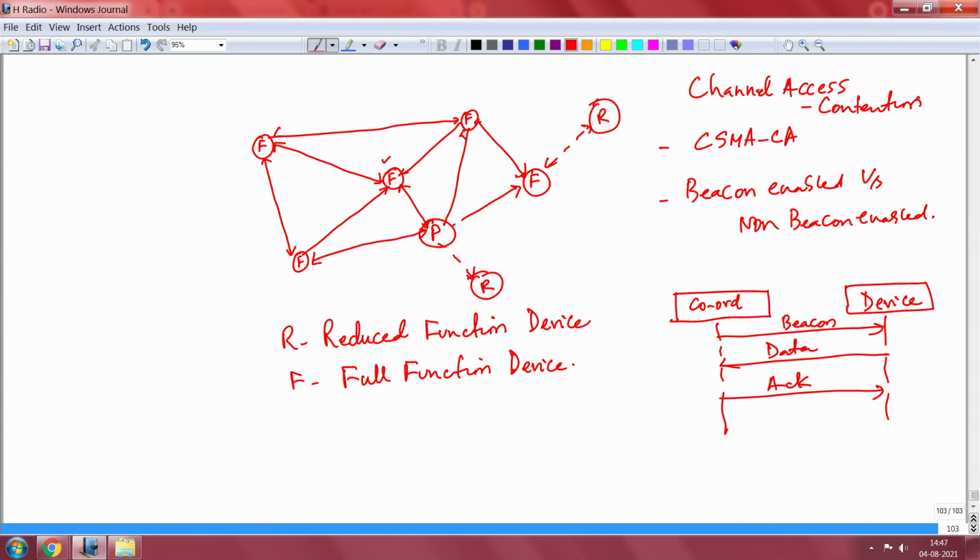What is P now? P is the PAN coordinator. It is called personal area network coordinator. It is like a gateway device. So, that is what is P. Now, if you look at what I have shown here, this is like a mesh topology, right? This is a mesh topology, and you will have other types of topologies also, like a tree.